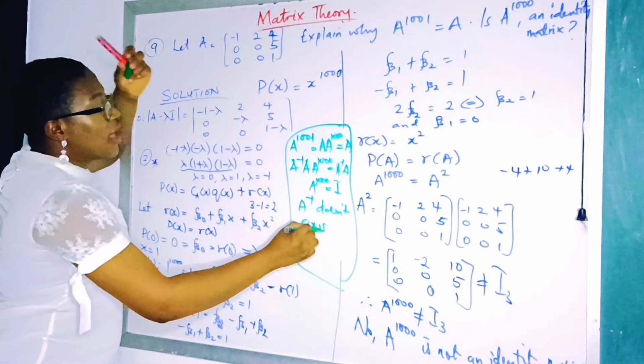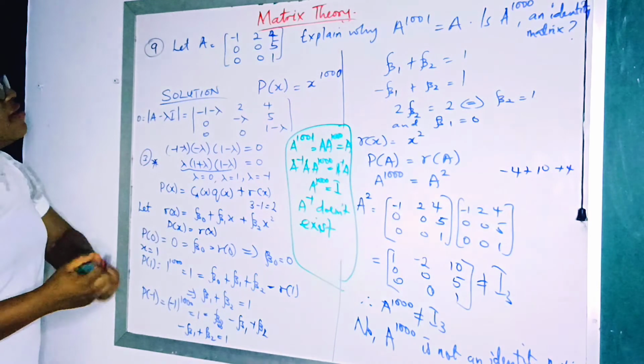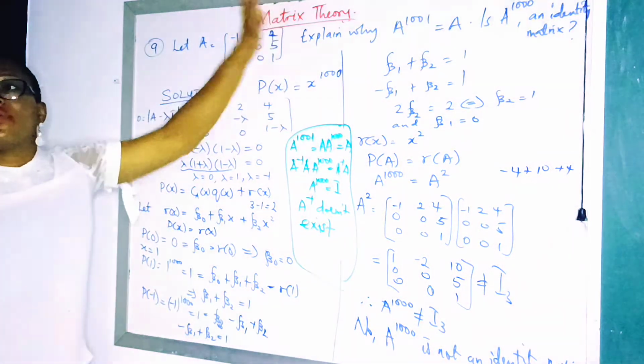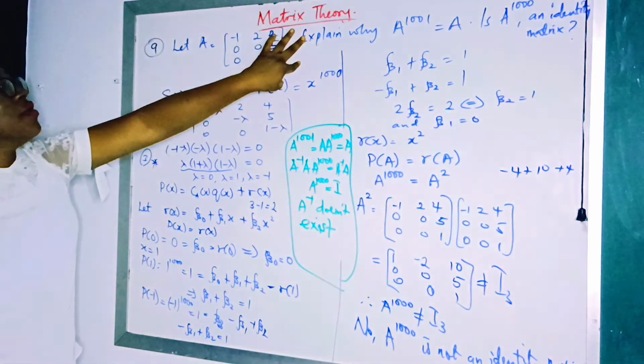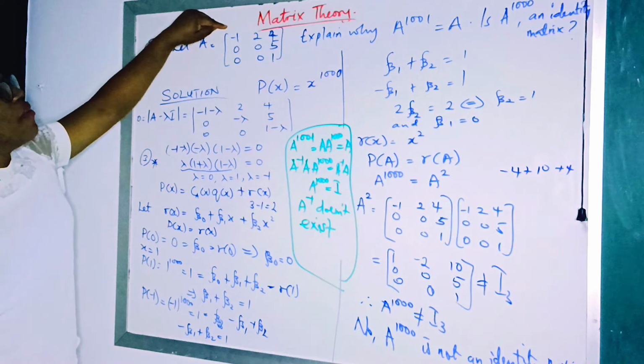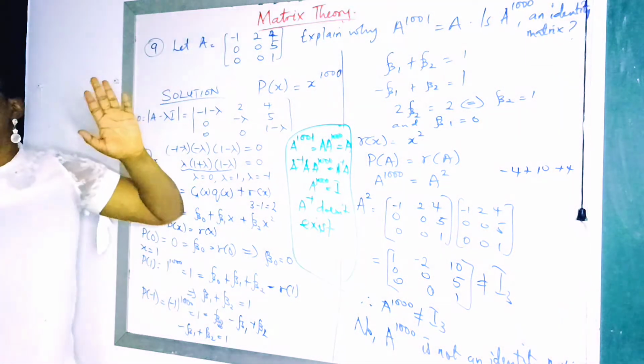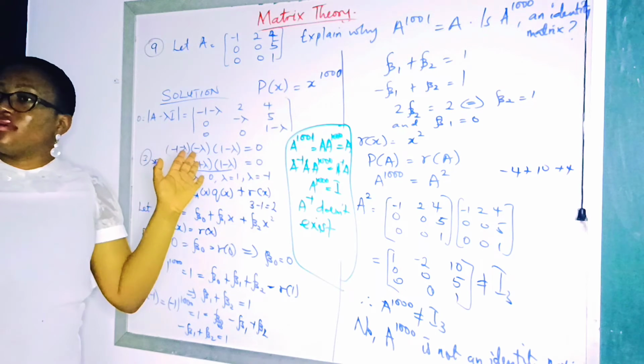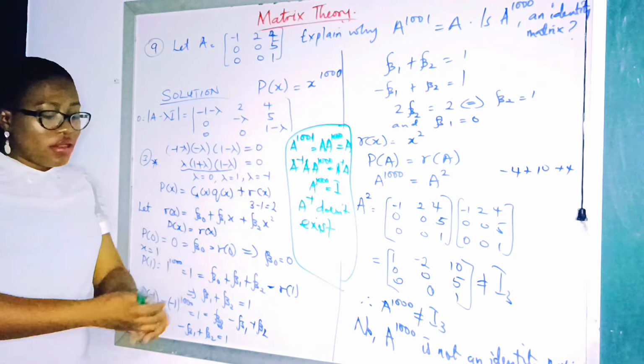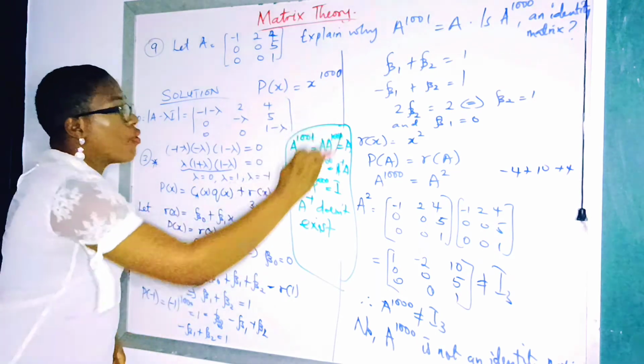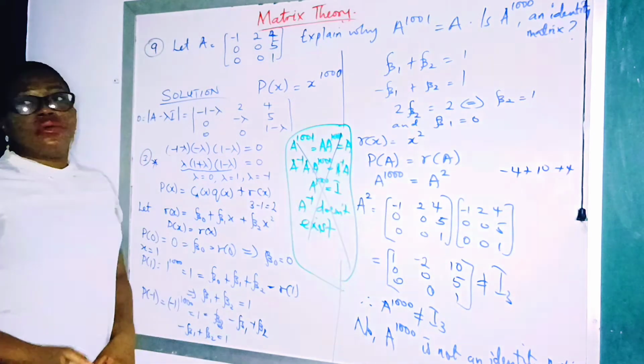The easiest way to see that A inverse does not exist is that A is an upper triangular matrix. So multiply the diagonal, you have minus 1 times 0 times 1, you have 0. So A inverse does not exist. So don't be tempted to do this. This is totally wrong. Don't do it.